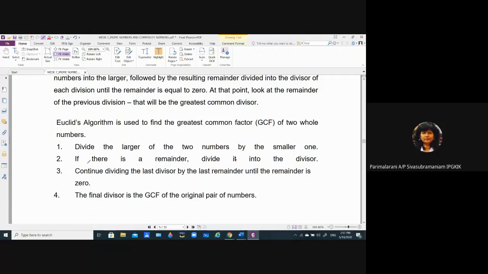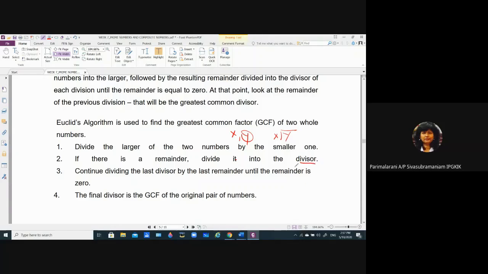Okay, so there are 4 steps here. The first step is to divide the larger of the two numbers by the smaller one. If you have two numbers x and y, and y is the larger, then you divide the larger of the two numbers by the smaller one. That is step number 1. Step number 2, if there is a remainder, then divide it into the divisor.